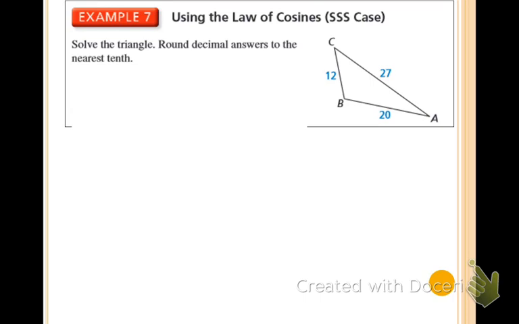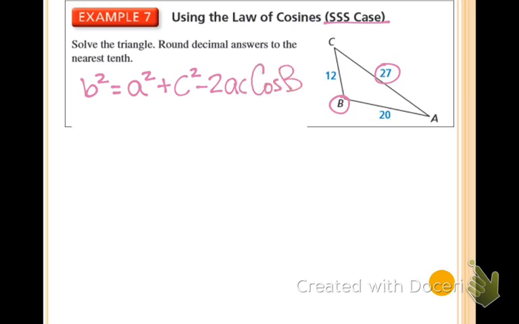All right, so which case is this? Side, side, side. Okay, so this is when we especially use law of cosines. We need to find an angle. Here's why we need to find the biggest angle first. So what is the biggest angle going to be? B. So we are going to set up our formula. B squared equals A squared plus C squared minus 2AC cosine of B.